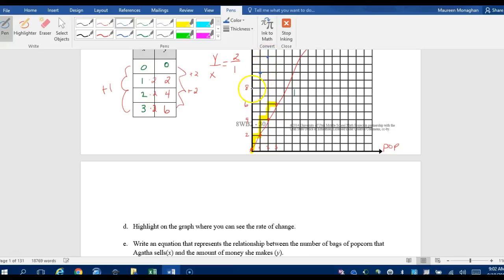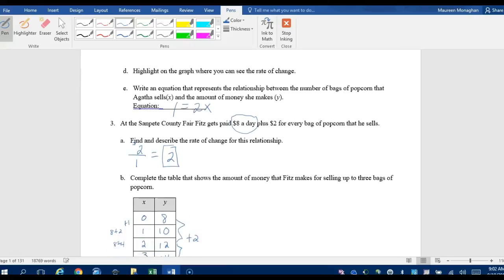Okay? Let's go back and find that, and that's going to be 8 up 2 over 1, so his is going to be way up here. Alright? And that's Fitz. That's a good name. Fitz. Alright? So we graphed that.